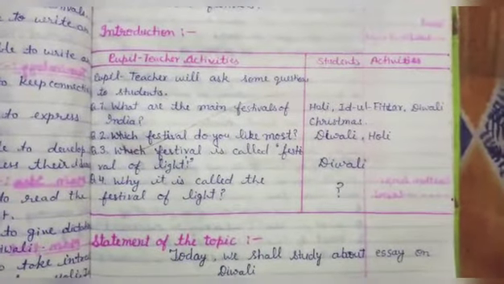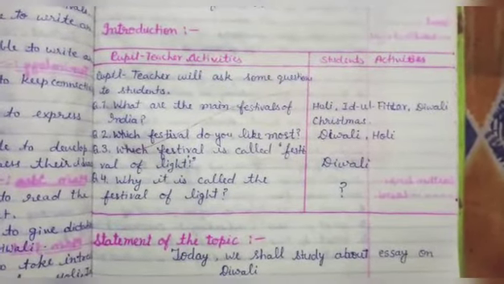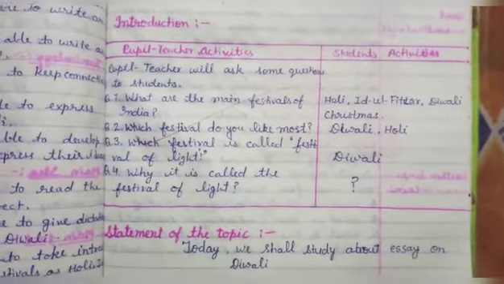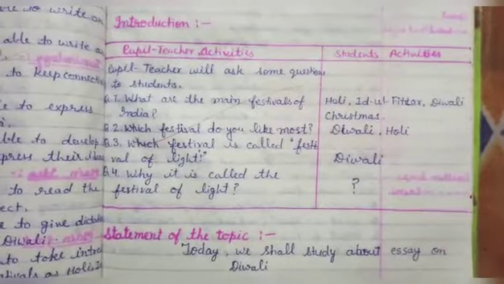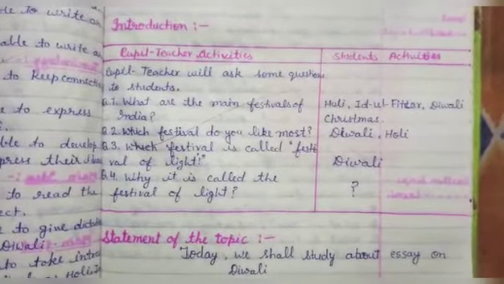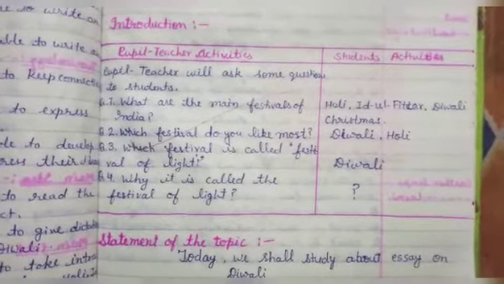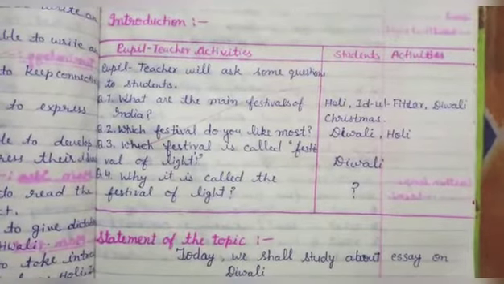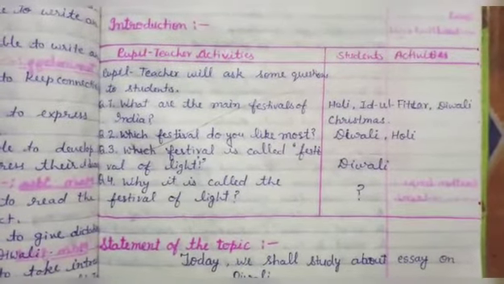Then we have the introduction, which is how we are going to introduce the topic. We are again going to divide the page into two parts: pupil-teacher activities and student activities. Pupil-teacher activity is how the pupil teacher will introduce the topic by asking questions, and student activity is how the students are going to answer those questions.